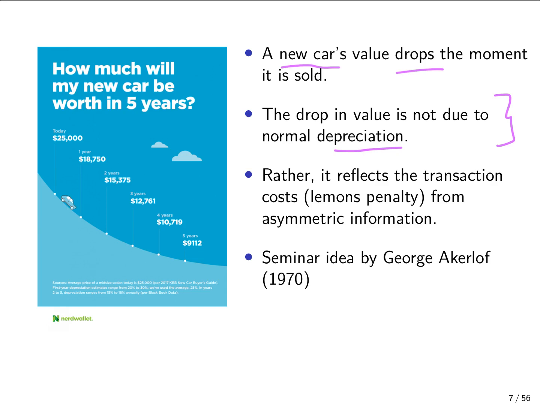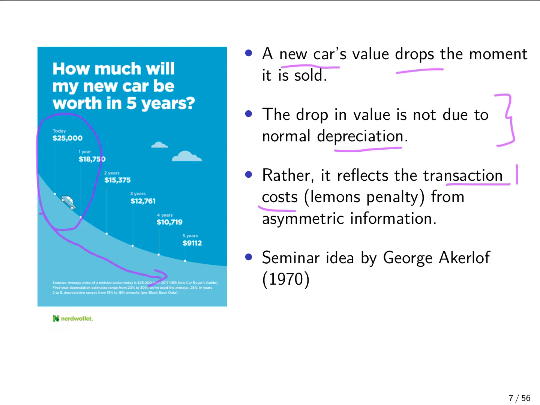Right? So from the data, this is a picture from a consumer website. Over time, the resale value of a car drops, and that reflects in part depreciation, but it drops much quicker at the beginning, and so part of it reflects this kind of transaction cost from the asymmetric information, from the adverse selection we just talked about. And some people call this the lemon penalty.